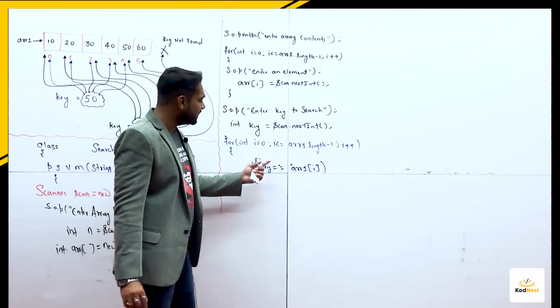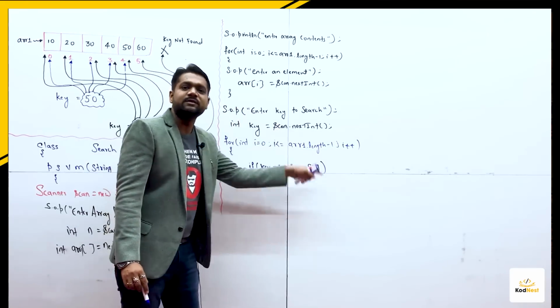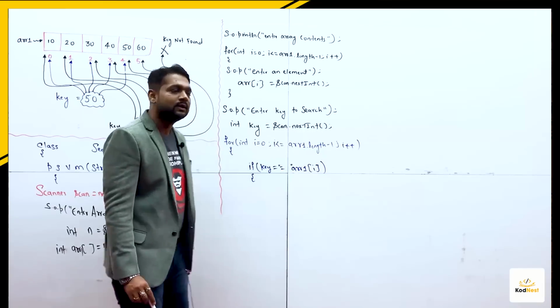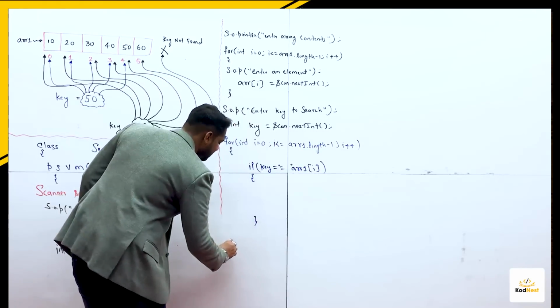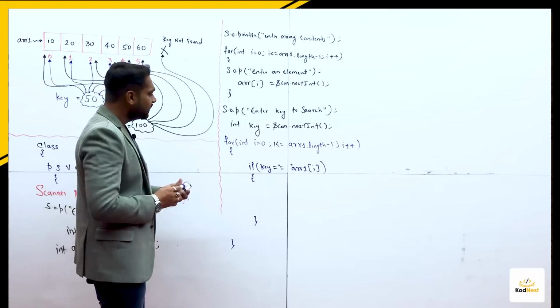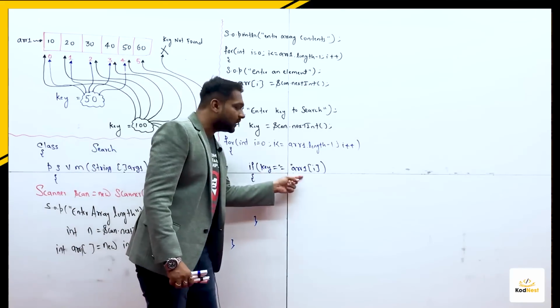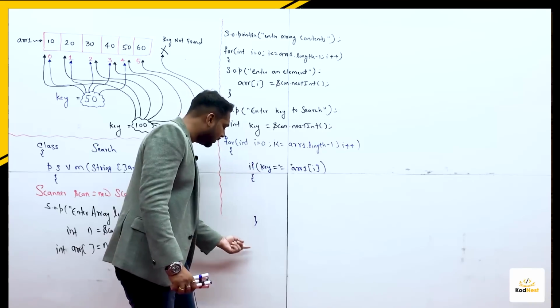If i is 0, key is matching with arr of 0. If i is 1, key is matching with arr of 1. If i is 2, key is matching with arr of 2. Say supposing it is not matching every time. See, i is 0, key is not matching. Say supposing it is not matching, you come out, i++.